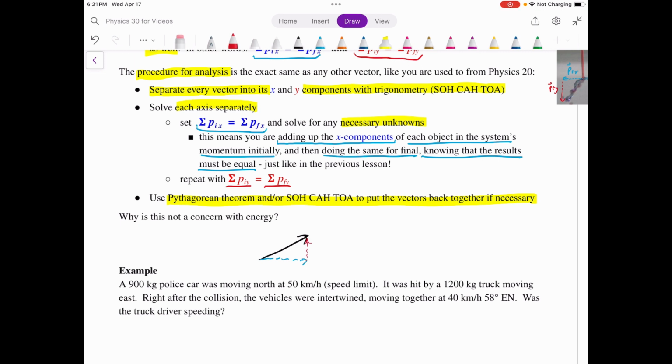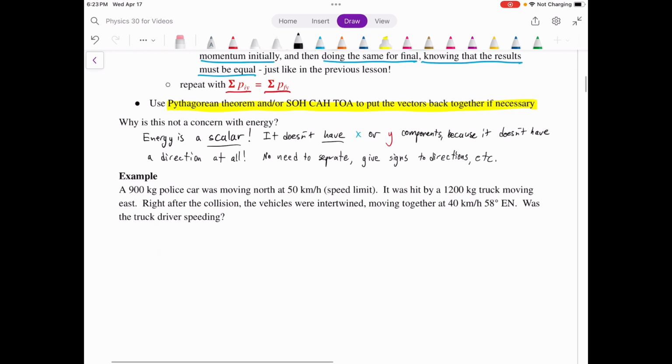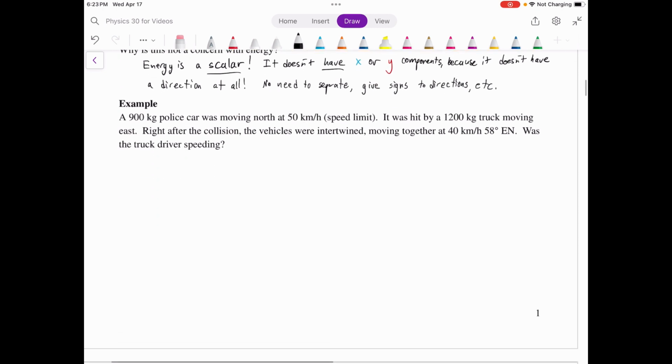There's no such thing as the eastness of the energy or the northness of the energy, right? Energy has no direction. So we don't have to do all this stuff with splitting it up into its X and Y components. Right? So no need to separate it, give signs, opposite signs, giving opposite directions, all that stuff doesn't even make sense for energy because it doesn't have a direction at all, much less X or Y components, right? Energy is conserved in magnitude, but that's it because that's all there is to energy, just a magnitude, no direction. It's a scalar.